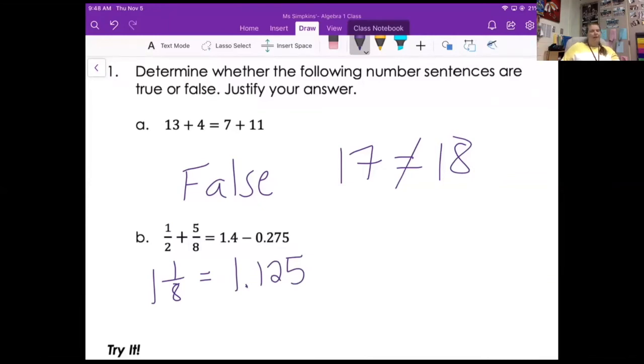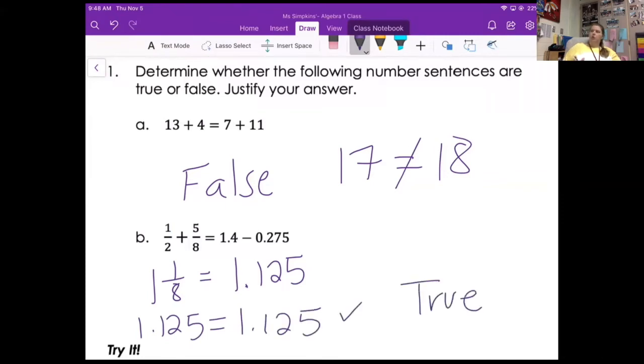So how could I find out if those are the same or not the same? What could I do? Yeah, I would suggest turning the fraction into a decimal. So we want to take 1 and divide it by 8, which equals 0.125, but I have that whole number still. And it does look like they equal the same thing. So we're going to say that that is true.